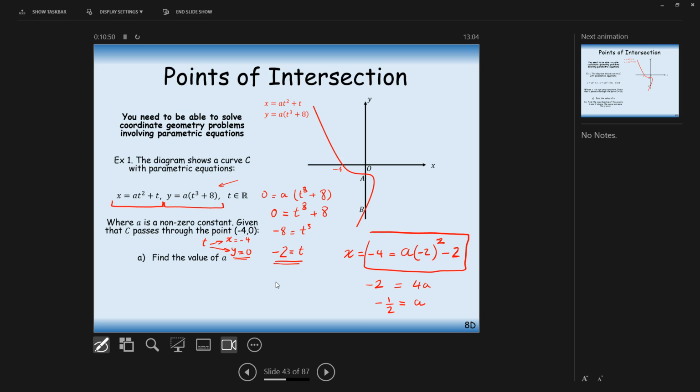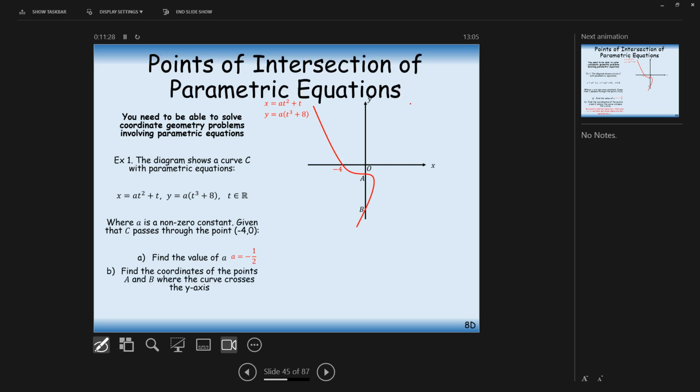Okay, so let's look at the next part of the question. In the next part of the example, we were asked to find the coordinates of the points A and B where the graph cuts the y-axis. So what's the value of x on these points? The value of x will simply be 0. So we know for sure that x will be 0, and we need to calculate the values of y.